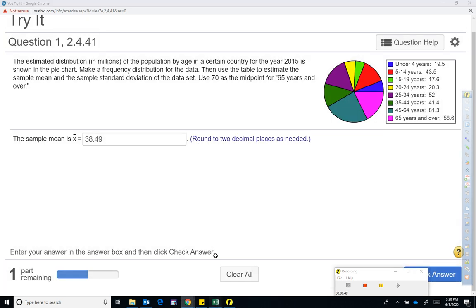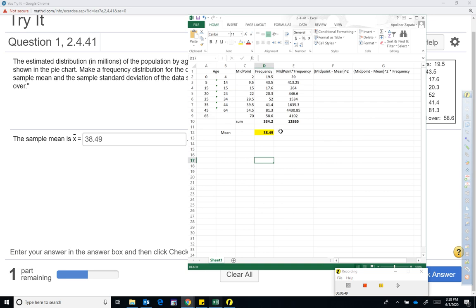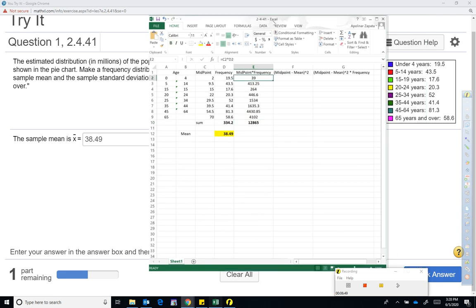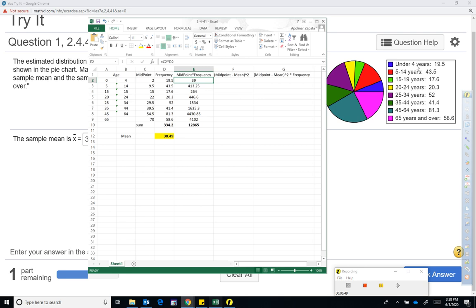Okay, let me see what is wrong. So maybe I mistyped something here. Let's see, from 0 to 4, 5, 14, 15. Yes, this is 19, my mistake. Okay. And now because I found the mistake, everything is actually recalculated, and also the mean. So the mean is 38.6. So be careful. You need to enter the values correctly.